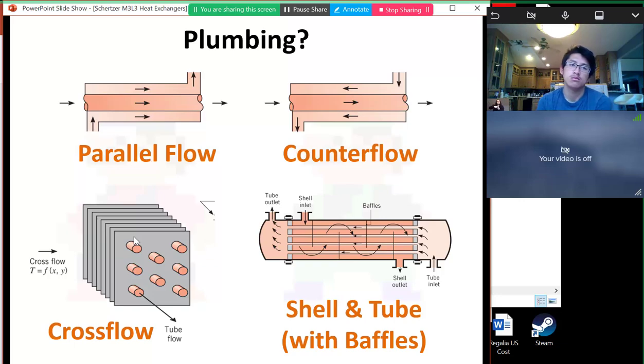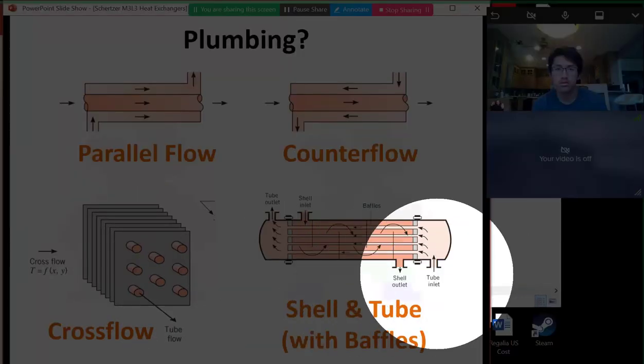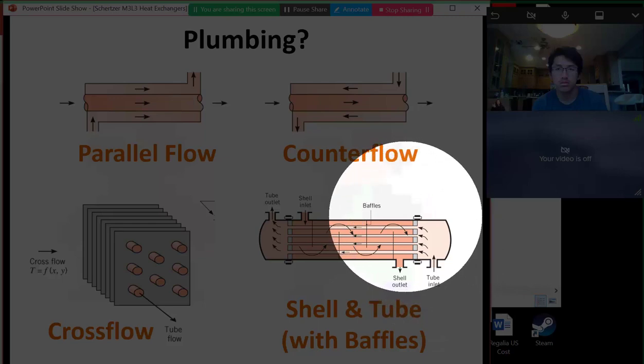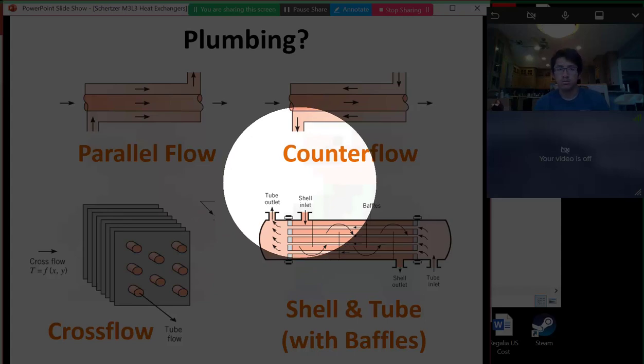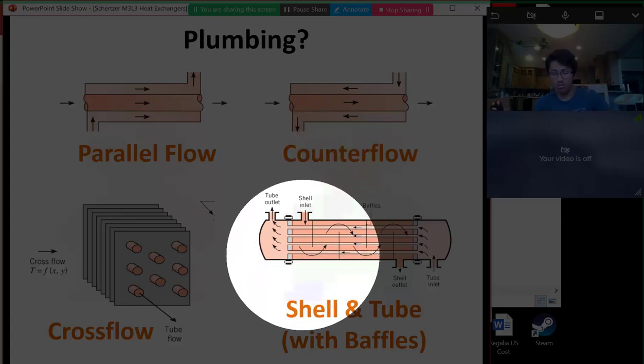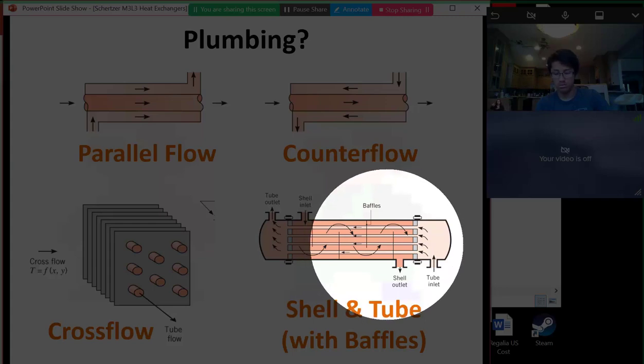We can also have more complicated shell and tube type heat exchangers. So here there's a tube bundle, right? We have this one flow in the tubes. It's coming in the inlet and then through all of this big tube bundle, and then it goes out the outlet. And then we have flow that's coming in the shell and it's going all over this tube bundle.